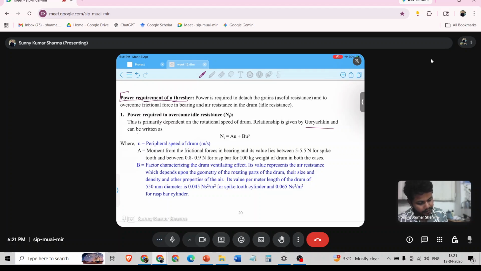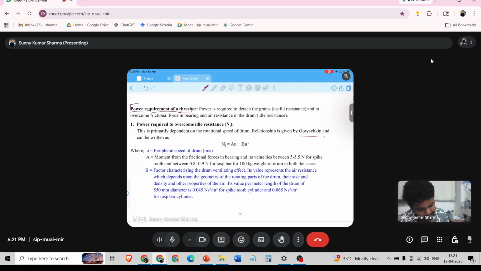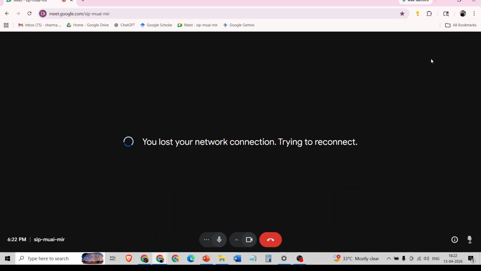this term like AU plus BU cube, where A is the moment from frictional forces in bearing. For a spike tooth it is 0.8 to 0.9, and for rasp bar it is approximately 0.6, the value is not given here, and factor B is 0.065 Newton second square per meter square.